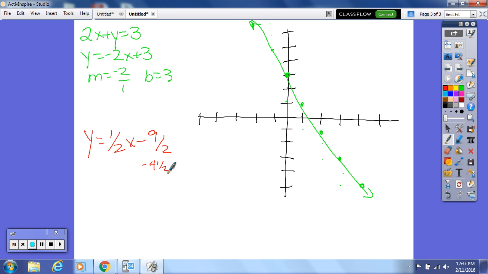So I'll put a dot at negative 4.5, so 1, 2, 3, 4.5. And I'm going up 1, right 2, up 1, right 2, up 1, right 2. I'm thinking it's this point right here. 3, negative 3? Yeah. Okay. Wait, what's that 4.5? 9 over 2.